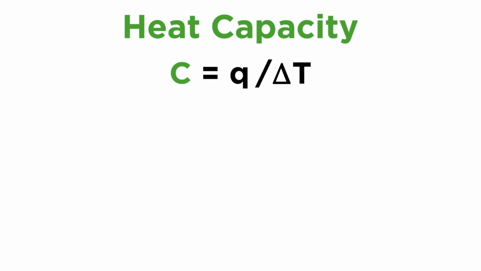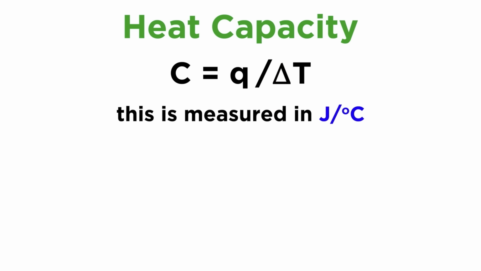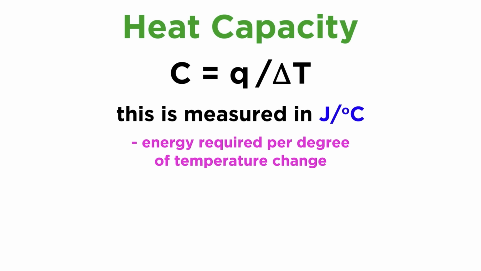The heat capacity for an object can be calculated by the following equation, where Q equals heat, and delta T equals the change in temperature of the object. This will give us a value in joules per degree Celsius, or the energy required per degree of temperature change.